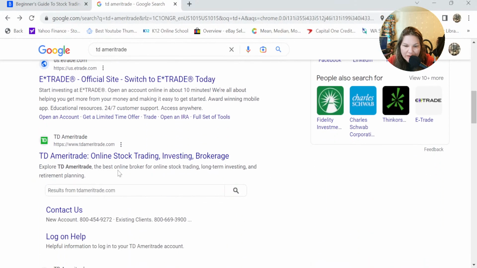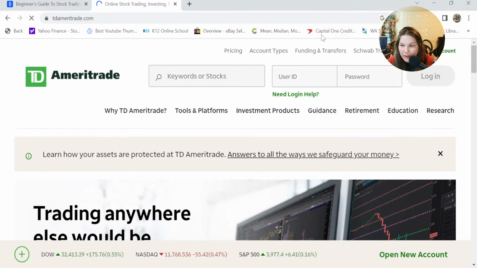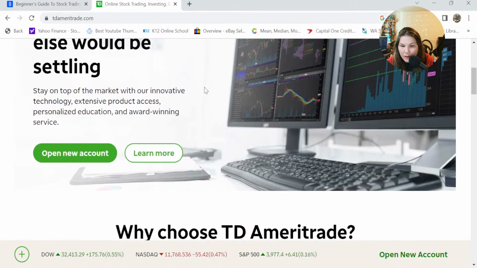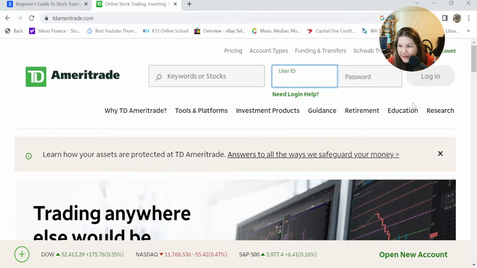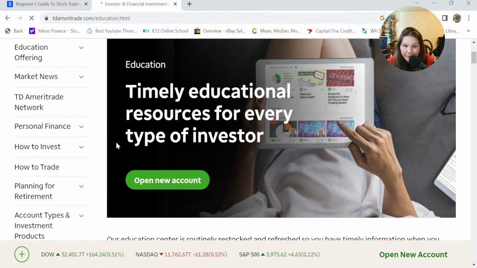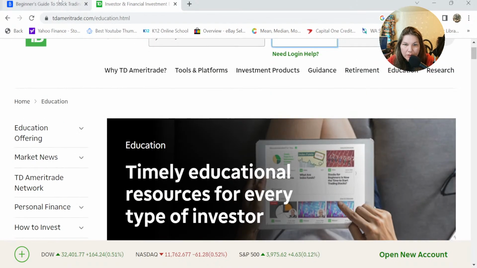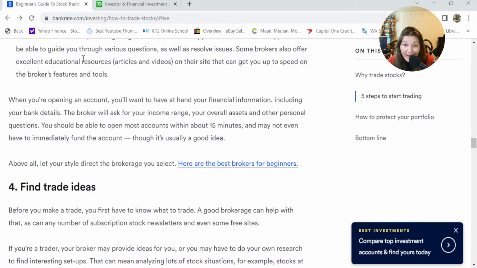So that's TD Ameritrade, this one. And you just go and open up a new account right here under my picture. Open new account. See where it says account? Right above login. So then they also have educational paper trading. So those are that. You will open an account.